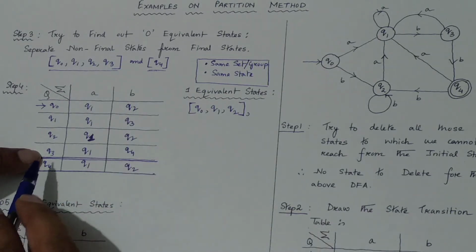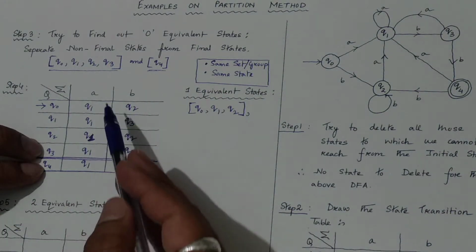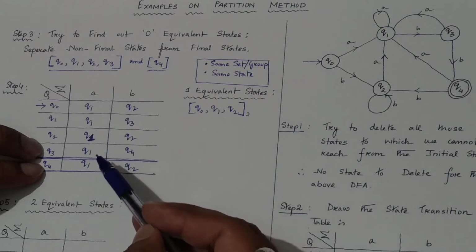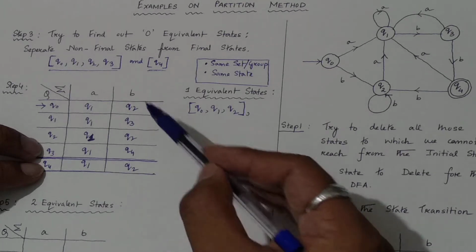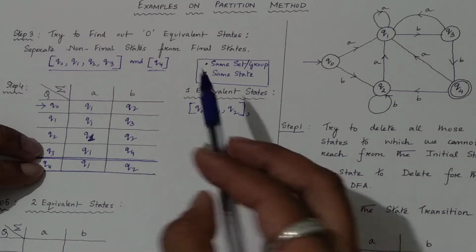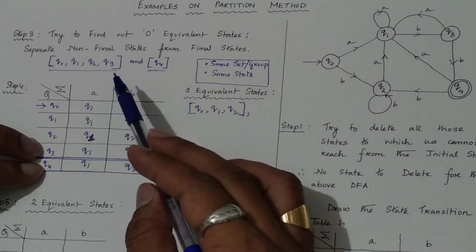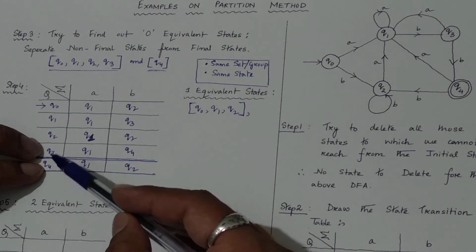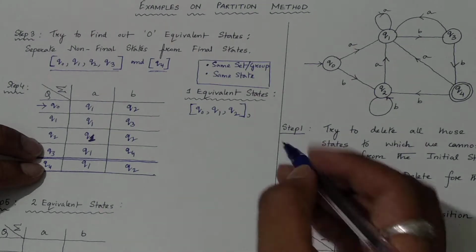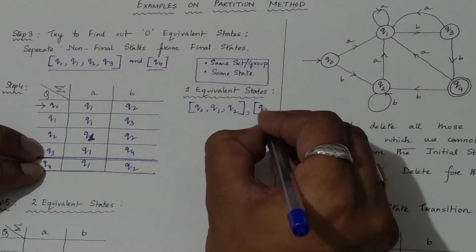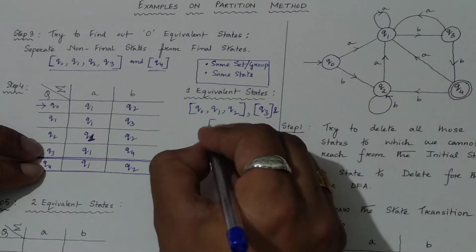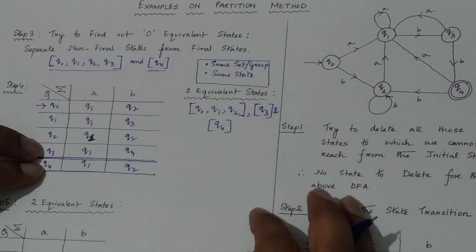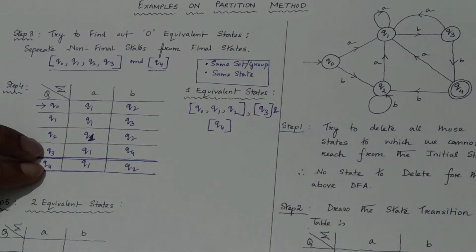So now if you check Q3 and Q4 together for input alphabet A, where it is going, same state, no issue. For B, it is going again to Q4 and Q2, but these two are in another set, another group. So that means Q3 and Q4 cannot make a pair with each other. That means Q3 will be a separate group now, and Q4 was a separate group earlier only. So these are the one equivalent states we found.